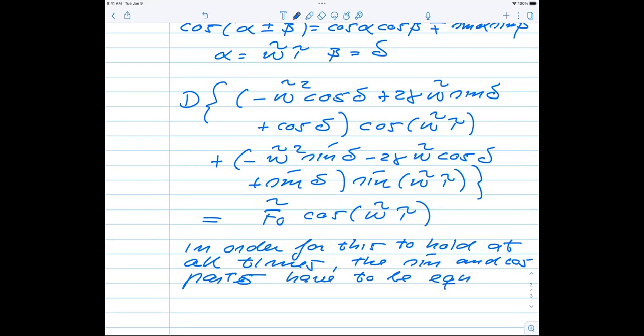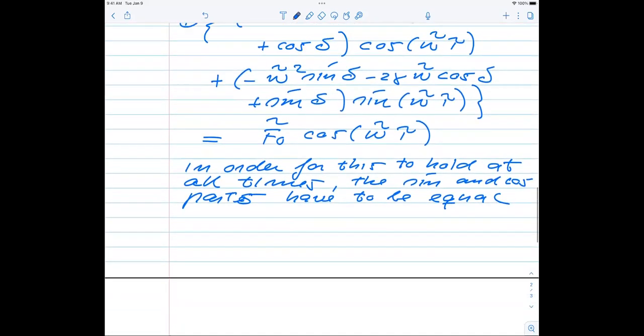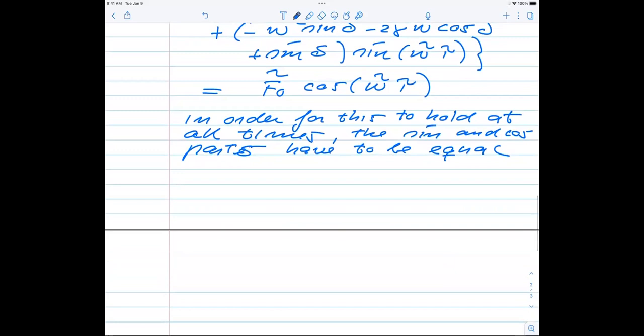So what that means, and this is a standard trick which is often used to isolate terms in equations. If we look at the term which now has a cosine omega tilde tau, this part here and that part here, they have to equal each other. So we can divide out cosine omega tilde times tau, and then we can take the sine part by itself. So what we get then are two equations.